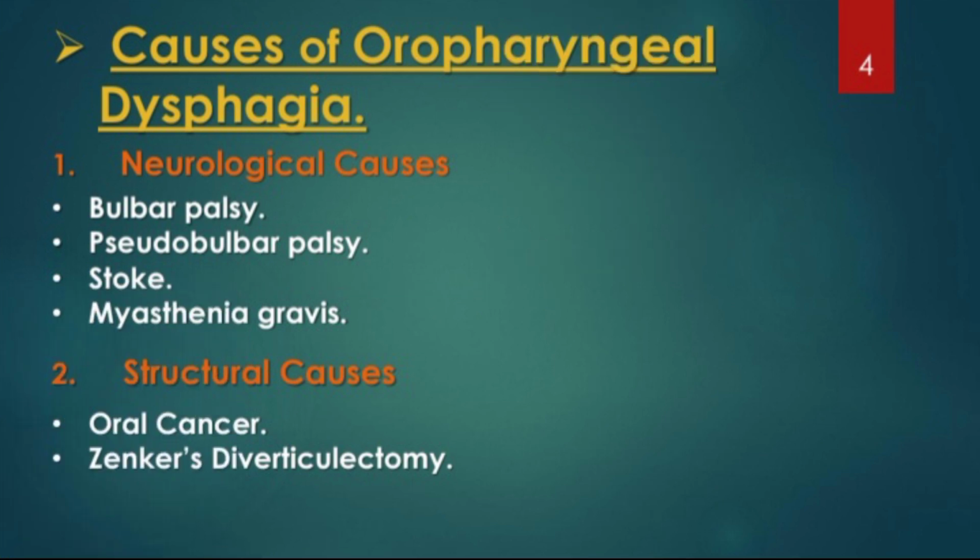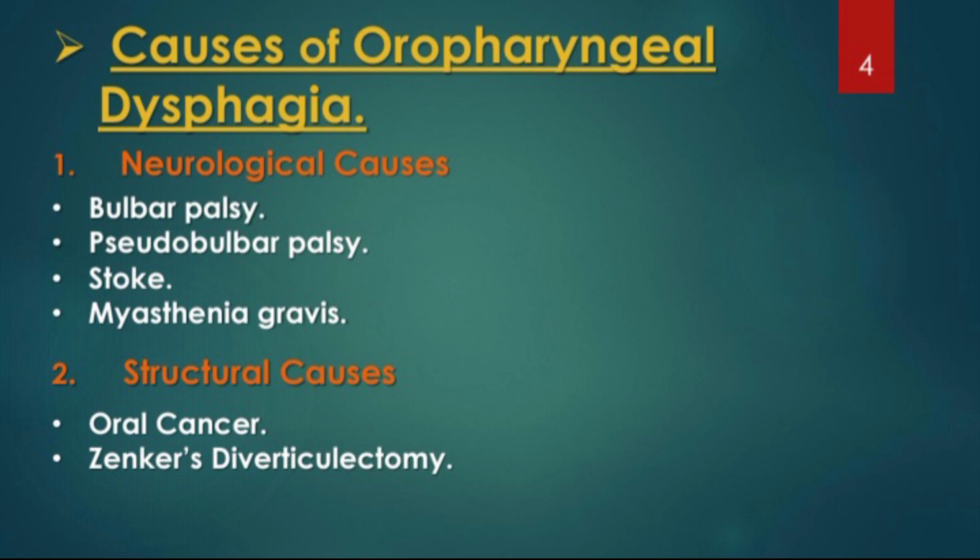Now, causes of oropharyngeal dysphagia. There are two types of causes: neurological causes. Neurological causes include bulbar palsy. Bulbar palsy is basically a lower motor neuron lesion of cranial nerves 9, 10 and 12. These supply the pharyngeal muscles and tongue. So the pharyngeal muscles and tongue help in swallowing. So when these nerves get paralyzed, swallowing gets difficult.